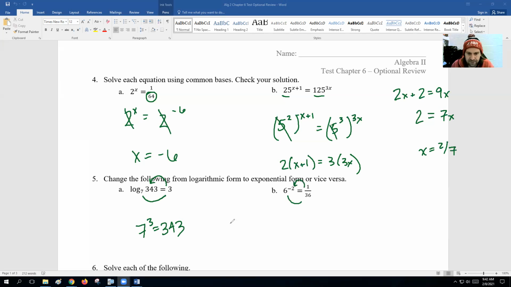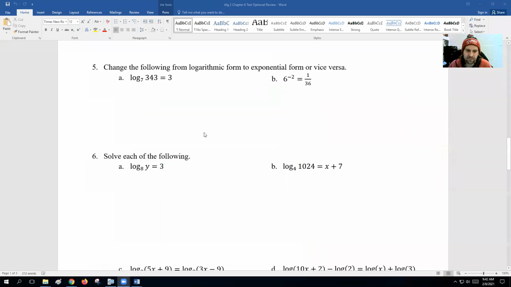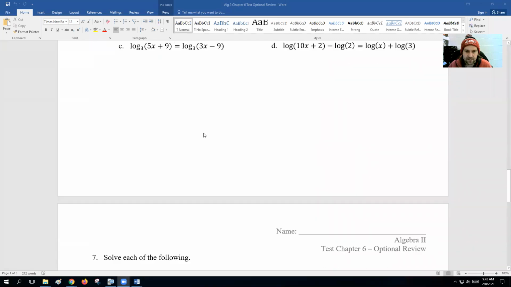All right, loop and swoop this one here. So now we have what we're going to turn into log. So log base, the first number is 6, so it's log base 6 of 1 over 36 is equal to -2. There we go. Not too bad. Hopefully the test is pretty easy.